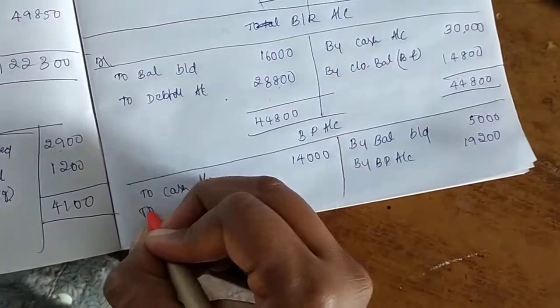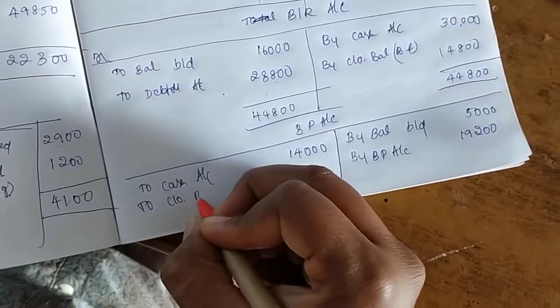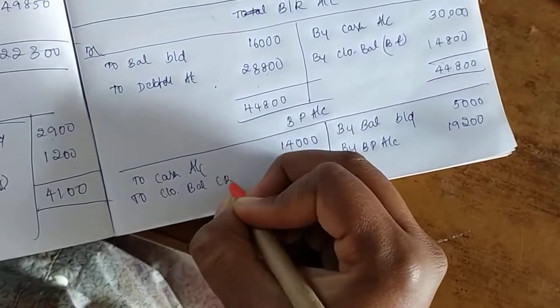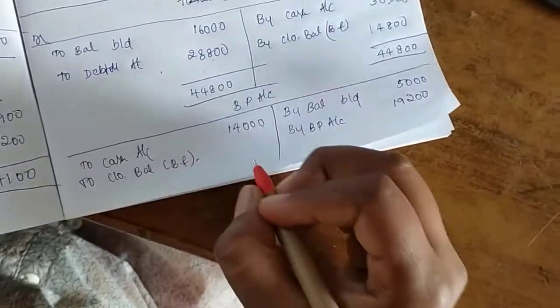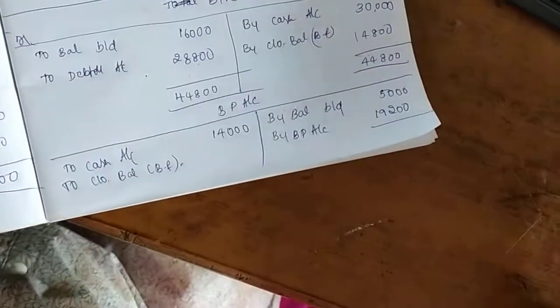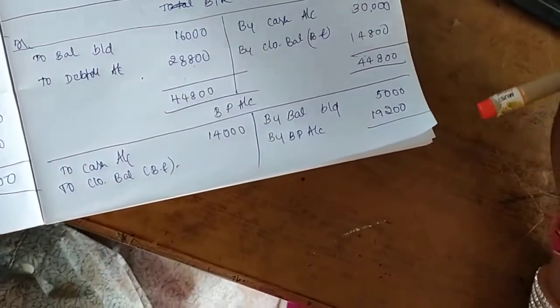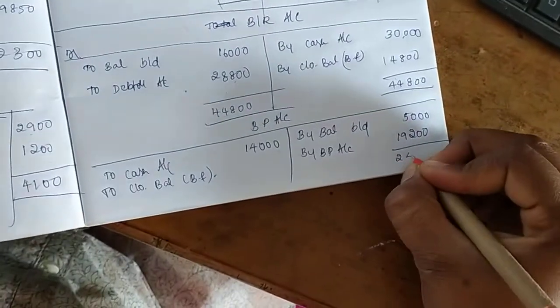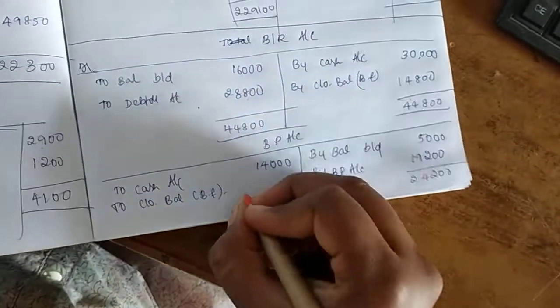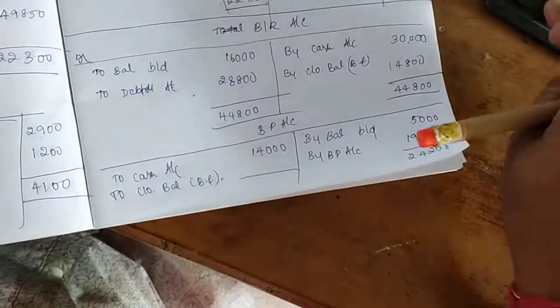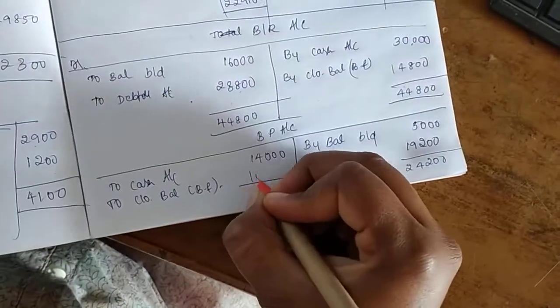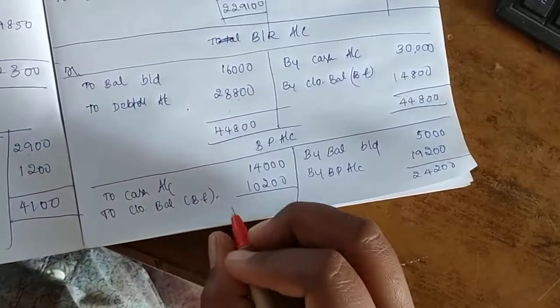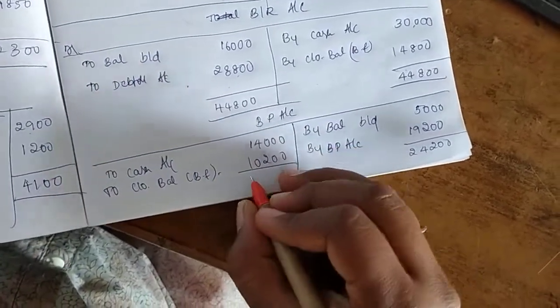The balancing figure is to closing balance. Whatever the balancing figure will be there, that is closing balance. So here 19,200 plus 5,000 is 24,200, minus 14,000 is 10,200. This is closing balance of bills payable account.